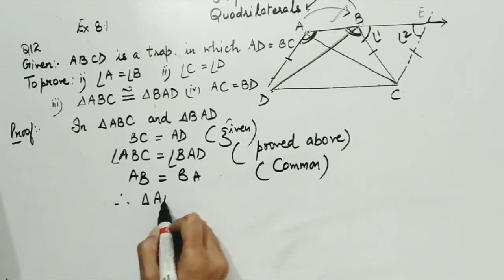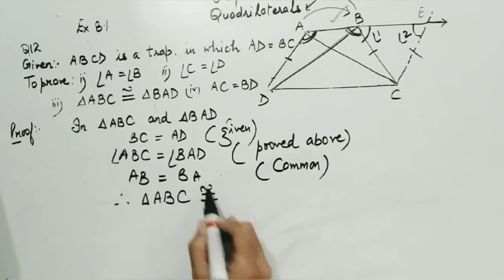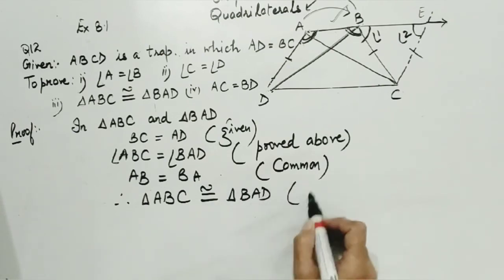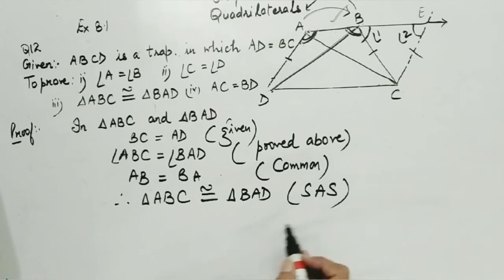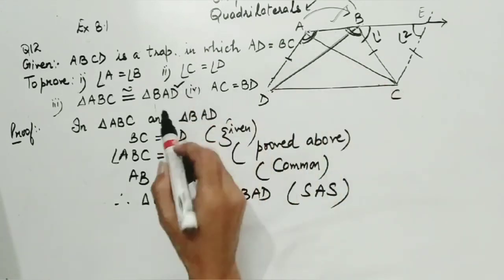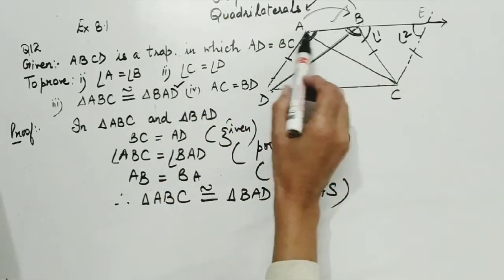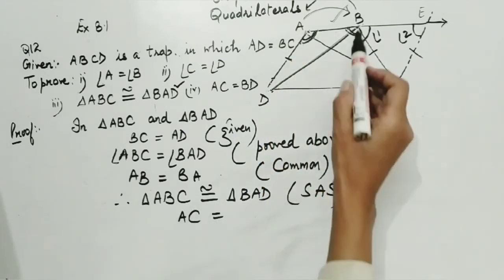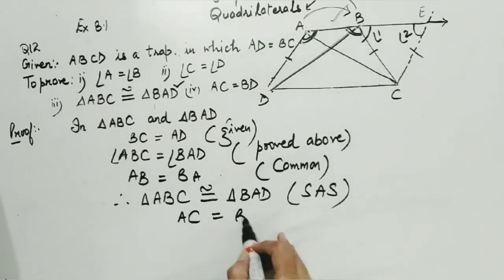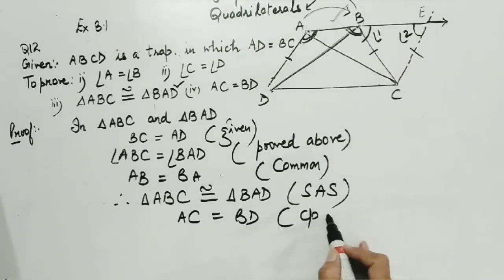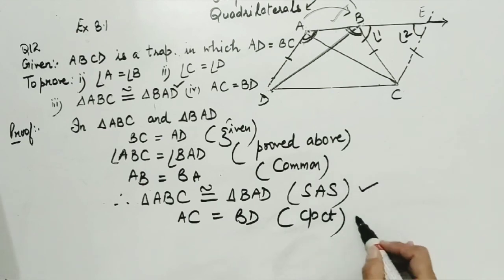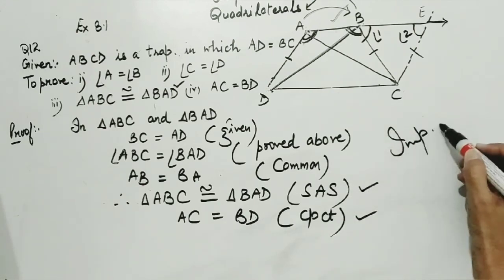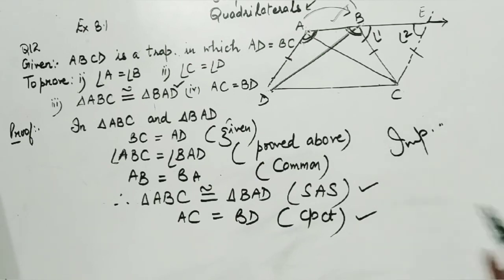Triangle ABC is congruent to triangle BAD by side angle side rule. And if these triangles are congruent, our third part is done. What is left? ABC has got side AC. So AC and BAD has got side BD. So AC and BD are equal by CPCT. So third and fourth are also proved. And remember kids, this is one of the most important questions, so make sure you revise it properly.